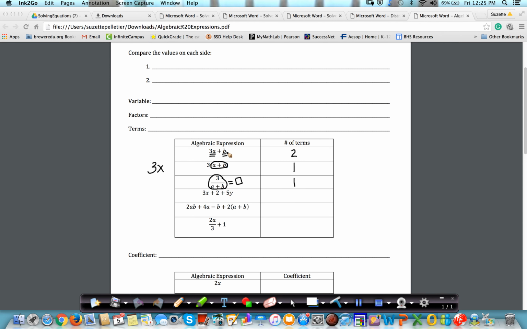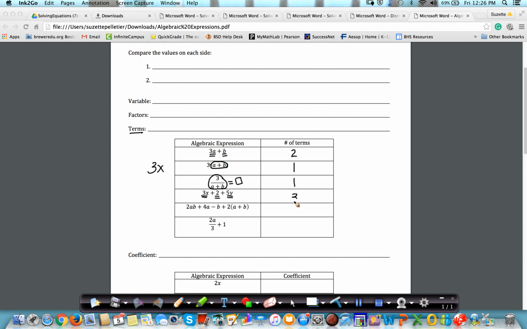This would be a value, this would be a value. So that's 2 terms, and we would have to add them together. This is a value, but we're multiplying them. That makes it a term in itself because we're multiplying. Look at this fourth one. We have 1 term, 2 terms, 3 terms.